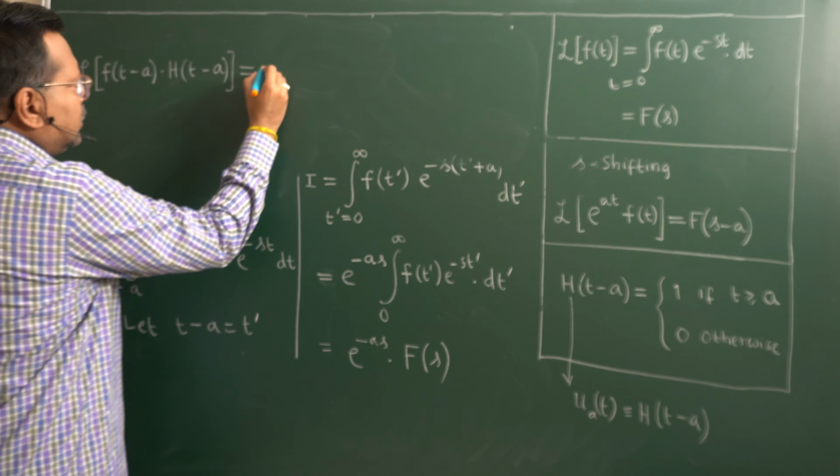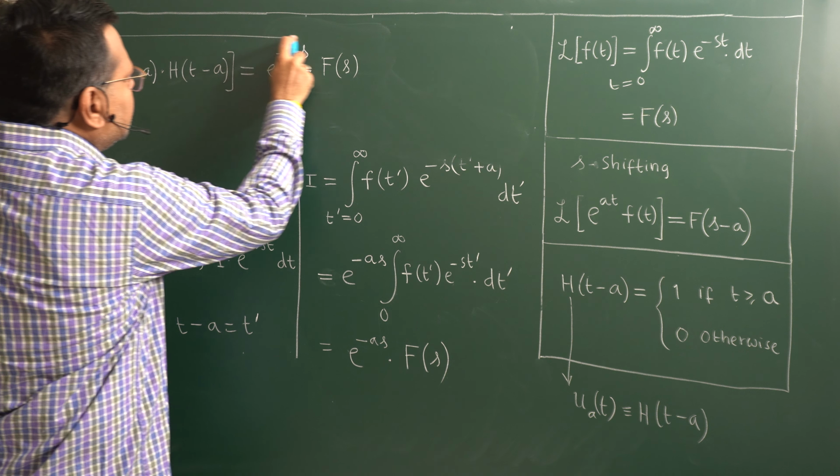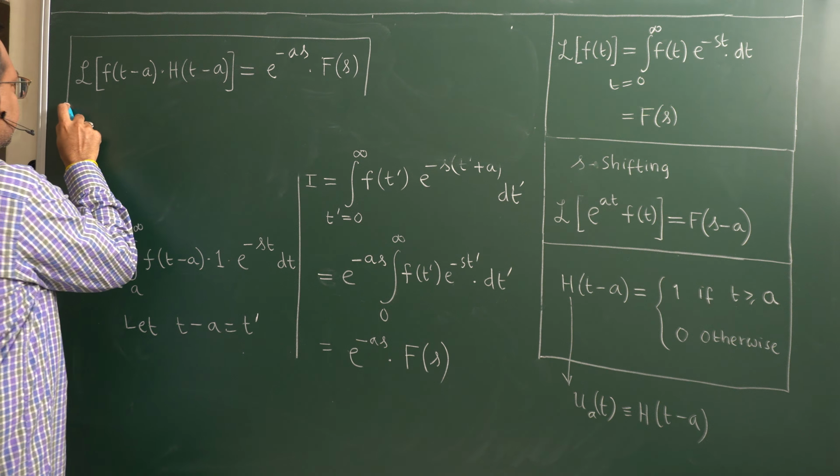You have to understand it like this. E to the power of minus as takes care of the shifting a. Therefore, the shifting property has been taken care of. What is left is only f of t. And for that f of t, F of s comes into the picture because of the Laplace transform. If you understand it like that, it will be quite easy. And this property is what is called the t shifting property.